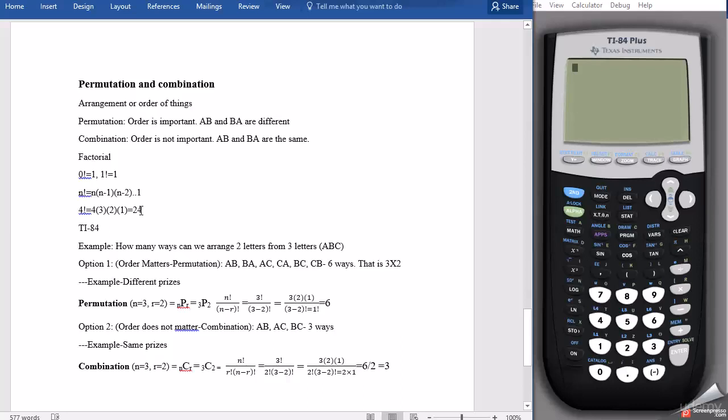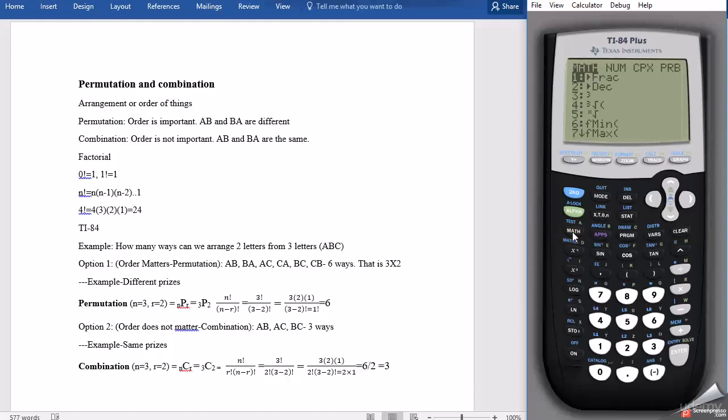That's 24. Okay, so to do that using the TI-84, to get 4 factorial, type 4 and go to math. That's where we have the combination and permutation and factorial. Go to probability and you can see number 4 is factorial. So I'm going to select number 4. So now I have 4 factorial. When I press enter, you can see I get 24.